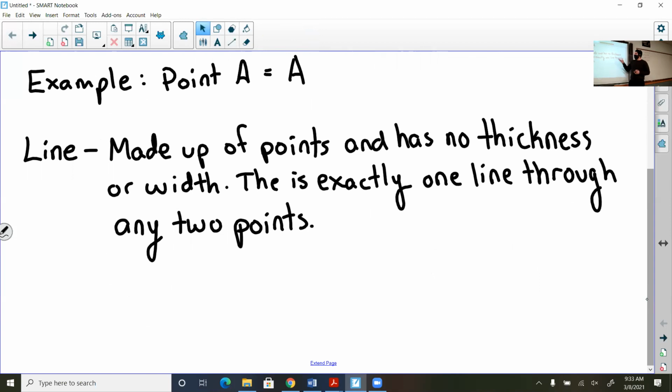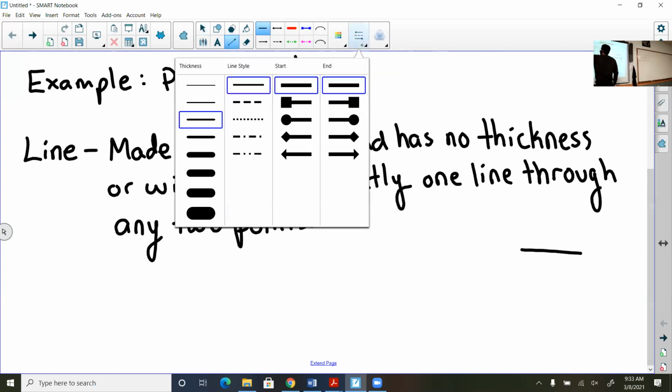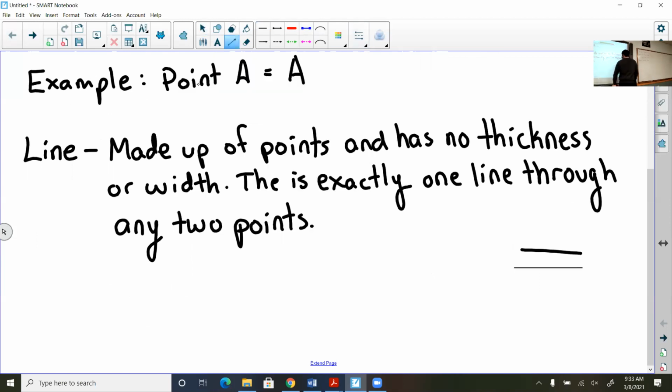Now, when it says it has no thickness or width, that means that when we draw a line, that has a thickness. It has a thick line. In fact, I can change my thickness to have a smaller line. So I can see that between these two lines, there is a certain thickness to them. Now, mathematically, theoretically speaking, a line has no thickness, meaning you can't see it.